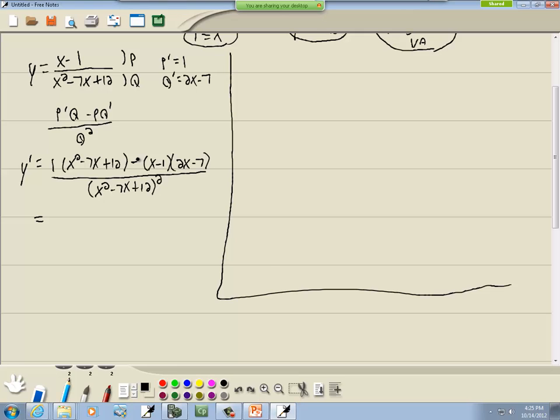I could factor the x squared minus 7x plus 12, but still nothing comes out. So I'm going to go ahead and multiply everything together, combine like terms, see what happens. 1 times anything, the 1 drops away. So we've got x squared minus 7x plus 12 minus, and then multiply these together, x times 2x is 2x squared, x times negative 7 is negative 7x, negative 1 times 2x is negative 2x, and negative 1 times negative 7 is a positive 7. Bottom part remains as is.